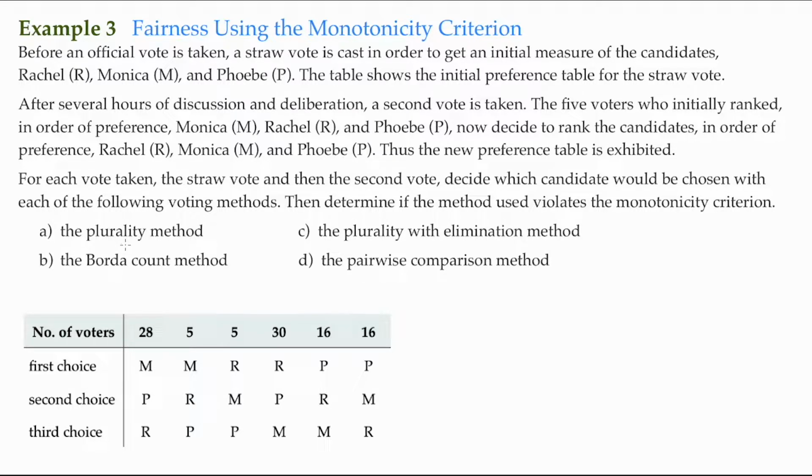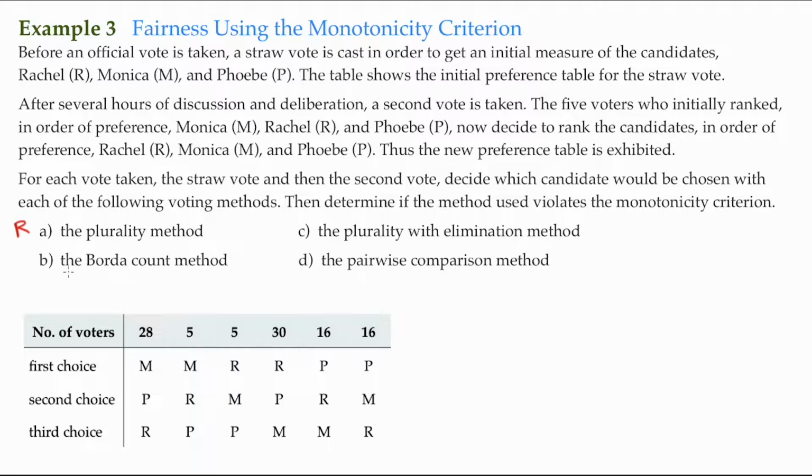So we have to keep that in mind, 51 or more votes. Now a plurality is whoever has the most first choice votes. So M, that's Monica. Monica's got 28 and 5, that's 33. Rachel, R, that's 5 and 30, that's 35. And P, that's Phoebe, she has 32. So the one candidate who would win with a plurality would have to be Rachel with 35 votes. So I'm just going to put down R for Rachel right here. Rachel would win the original straw vote using the plurality method.